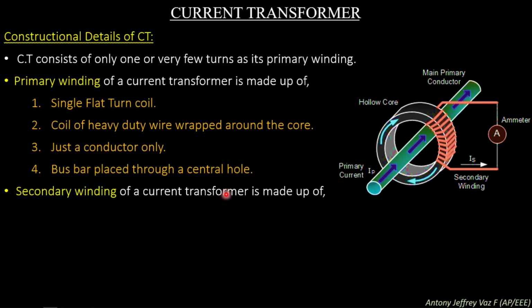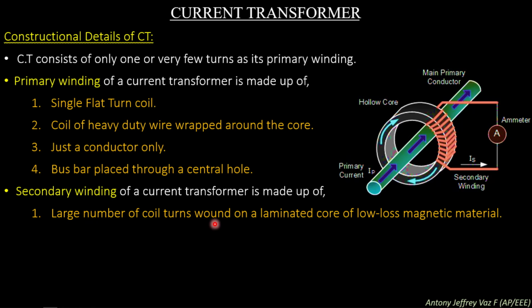Secondary winding of a current transformer is made up of a large number of coil turns wound on a laminated core of low loss magnetic material. This is the core, which is a low loss magnetic material or a ferrous core. In this ferrous core, we are winding a large number of coil turns and taking these coil turns out and connecting to the ammeter, which makes the secondary winding of a current transformer.